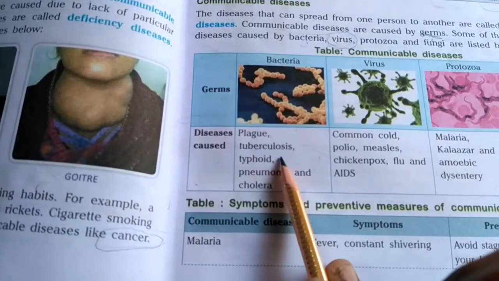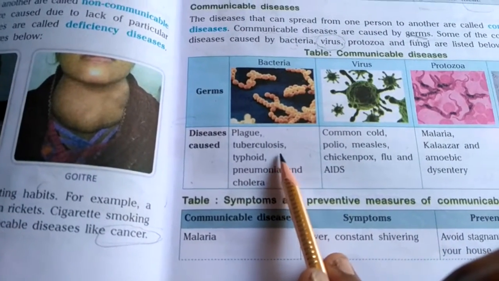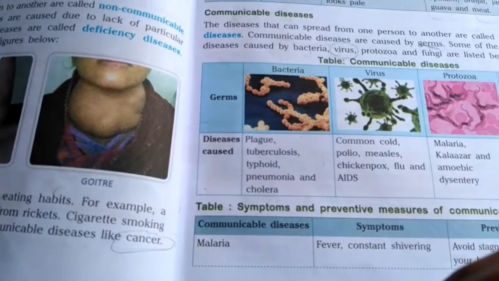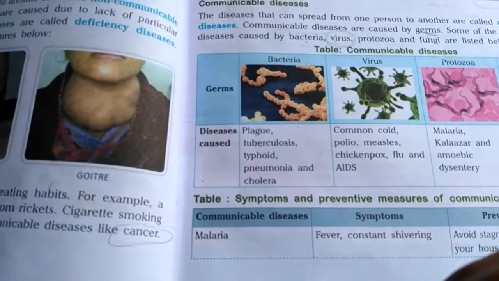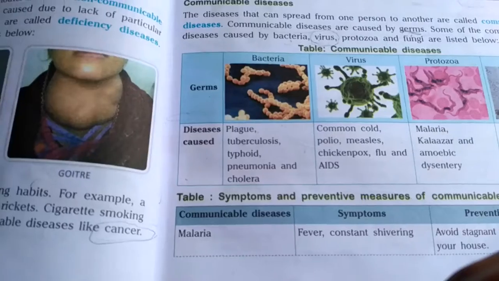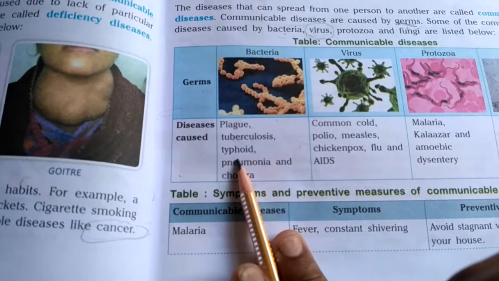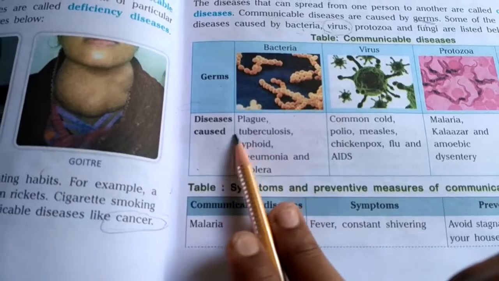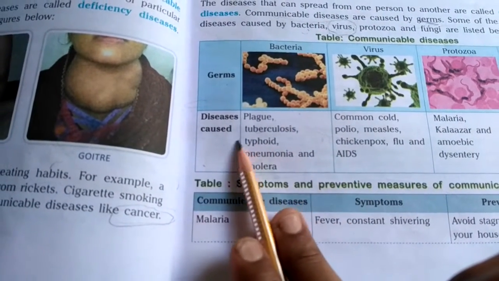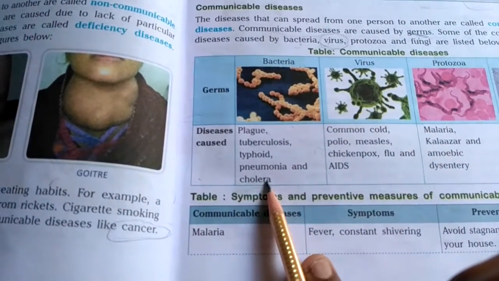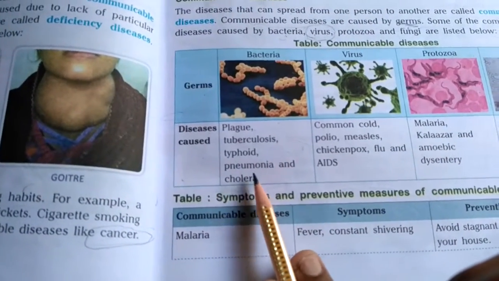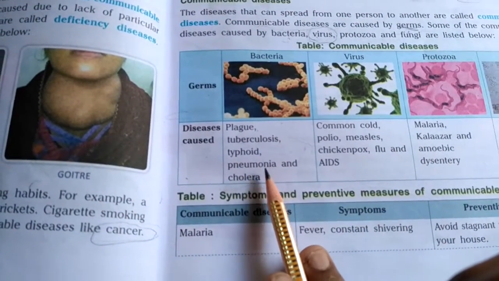Tuberculosis, in short form we may call it TB. That is also a disease related to cough, in which there is very much coughing, throat infection types. Then typhoid, then pneumonia and cholera. Most of these diseases, in most of the cases, may be caused through dirty water or unhygienic conditions.